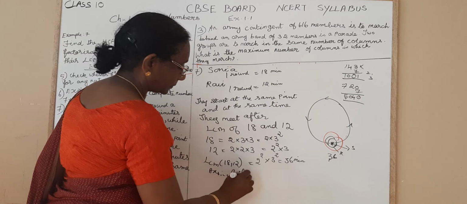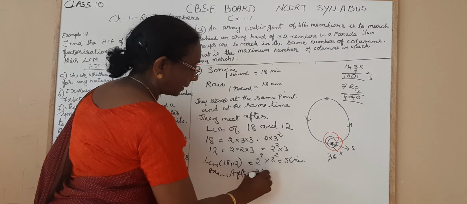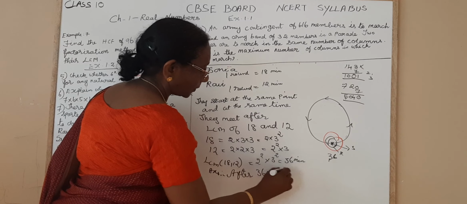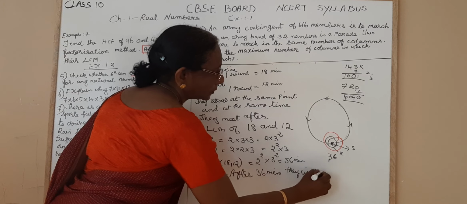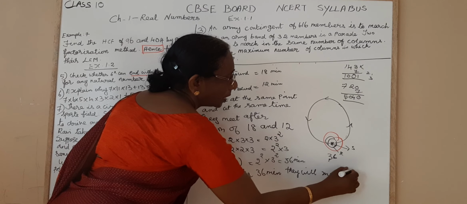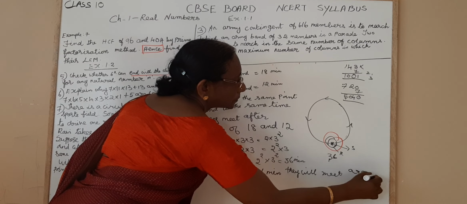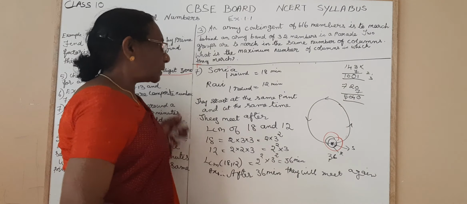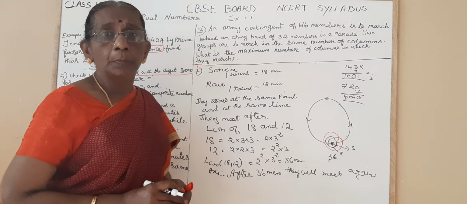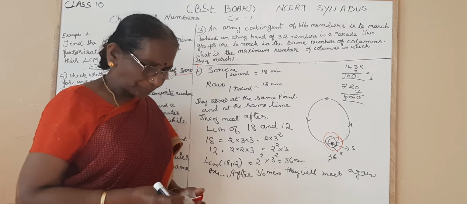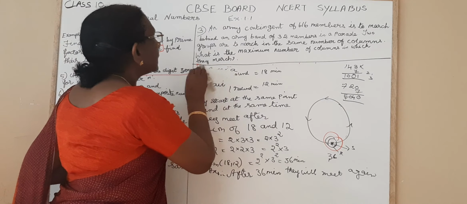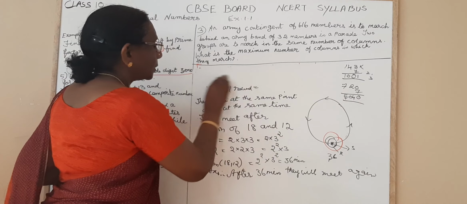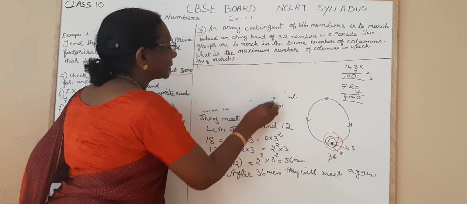After 36 minutes, they will meet again. Have you understood, children? This type of sum is very important. You will be getting such type of questions when you are writing an aptitude test for any examination.